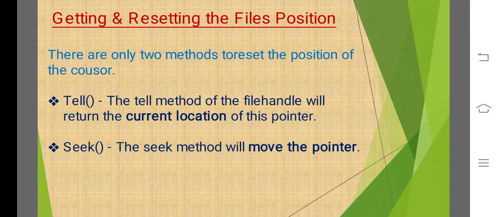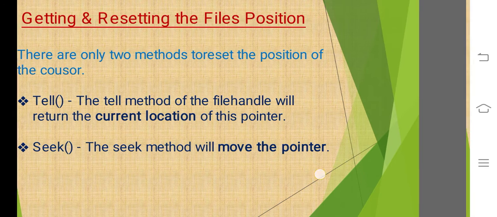Unless we tell the file handler to move around, it does not. The tell method returns the current location of the pointer and the seek method will move the pointer. I will give one example to create a file, open it and fool around with tell and seek for no particular reason, just to show how they work.